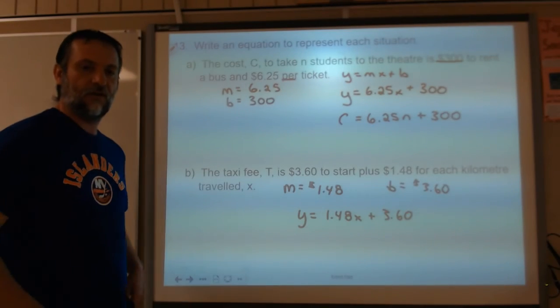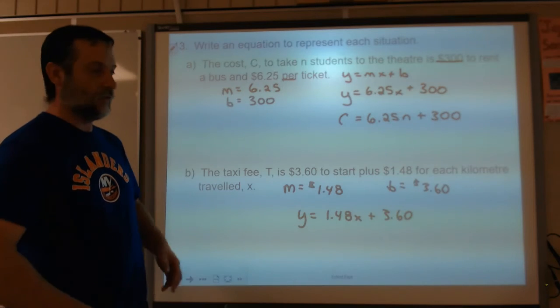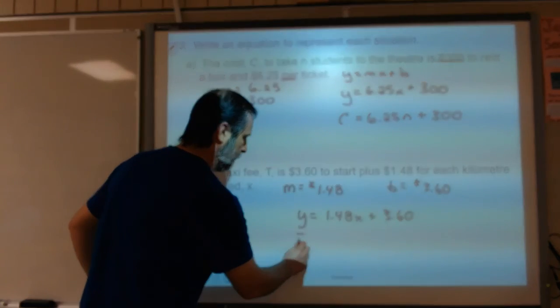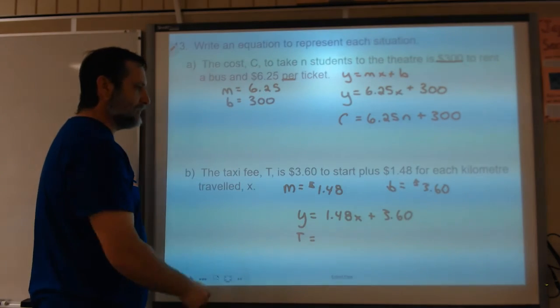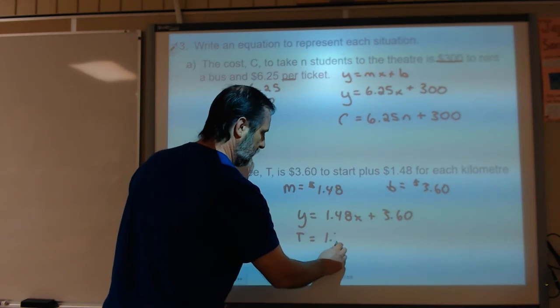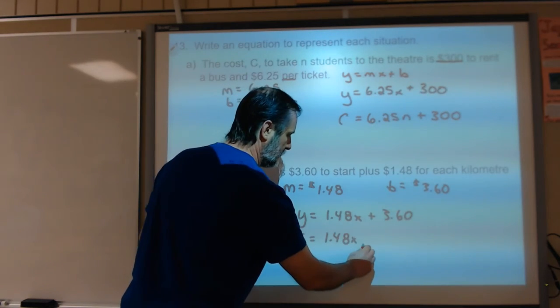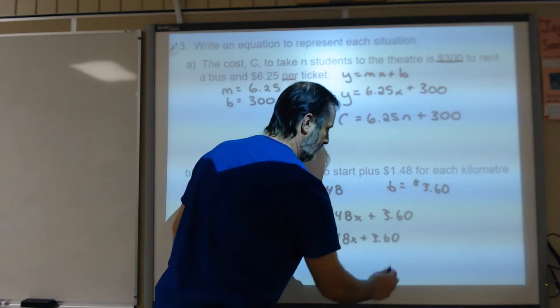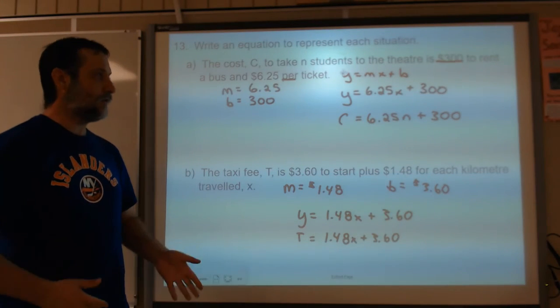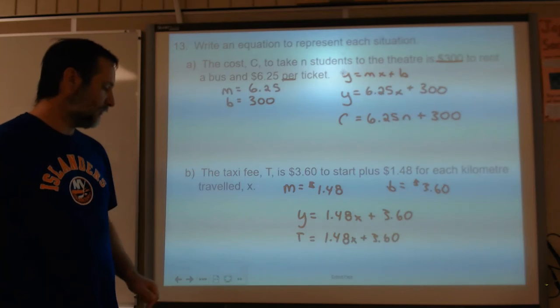The only thing we got to do now is put this in the terms of the variables they gave us, where they said the total taxi fee T. So T equals, and they said label this one X, so $1.48 per kilometer, we're leaving this $1.48X plus 3.60. And just like that, we have created the equation that we can then use to solve further math problems.